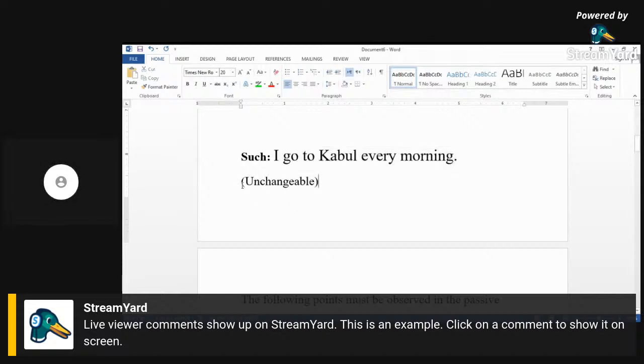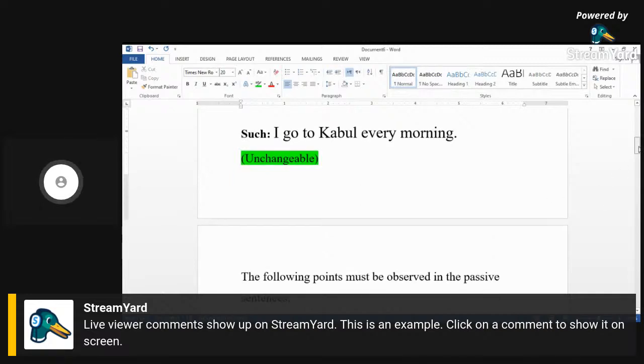This is the example of an intransitive verb. This is unchangeable. We cannot change it. So it is unchangeable. This is an intransitive verb. I mean that the verb go is an intransitive verb.